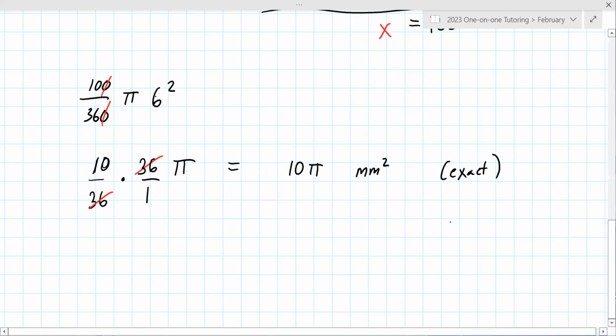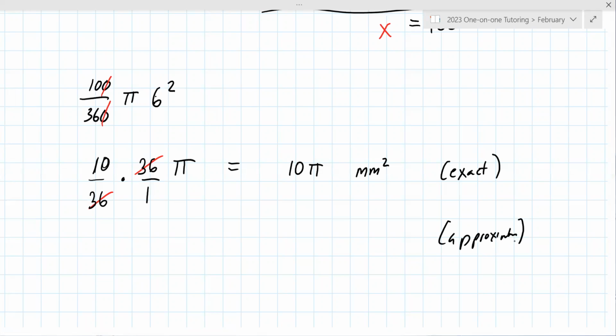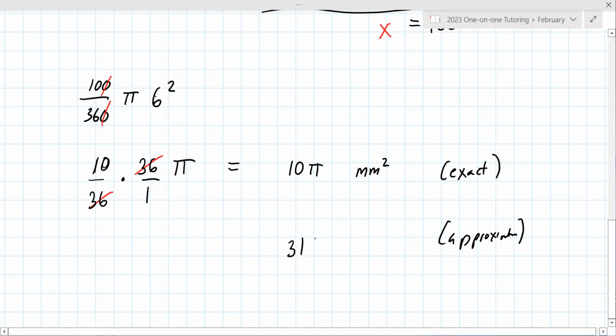Now, what is the approximation? What do you multiply by? For that, the approximation is 10 times pi, right? What is 10 times pi, using a calculator? 31.4. What are the units? The units are millimeters squared.